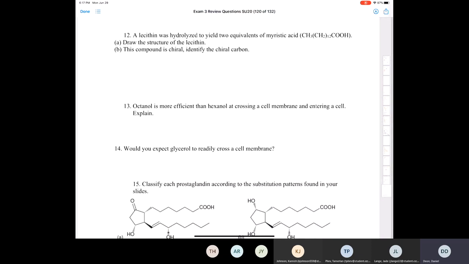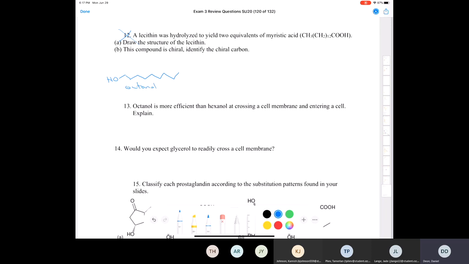Number 12, I would never ask this one, so let's scratch that one for now. Also, let's look at number 13. It says that octanol is more efficient than hexanol at crossing a cell membrane and entering a cell. Well, octanol is a bigger compound, right? Octanol is 1, 2, 3, 4, 5, 6, 7, 8. So this is octanol. And hexanol has 1, 2, 3, 4, 5, 6. So hexanol. Okay, well, octanol has a larger hydrophobic tail than hexanol, and therefore it would be more efficient at crossing the nonpolar environment of the cell membrane.